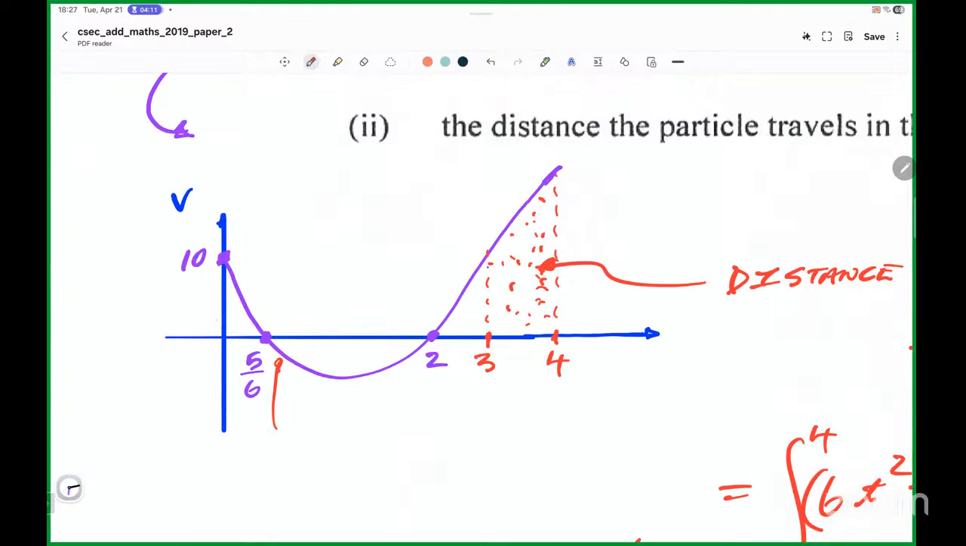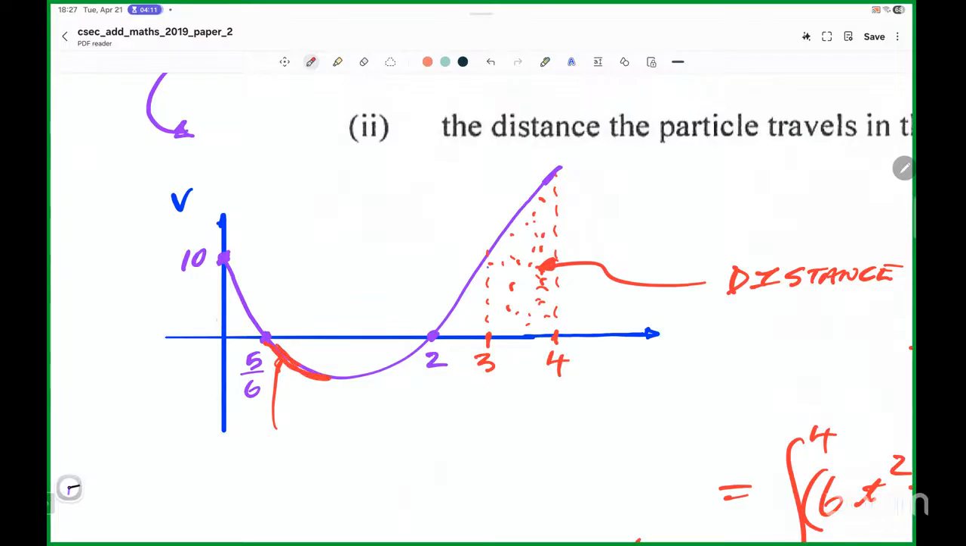Negative, because it's falling, it's still falling. A falling line has a negative gradient. So right there, the gradient is negative. So even though the gradient is negative, the acceleration is negative, isn't it? Yes, because acceleration on a velocity-time graph is the gradient. So right here, the acceleration is negative.